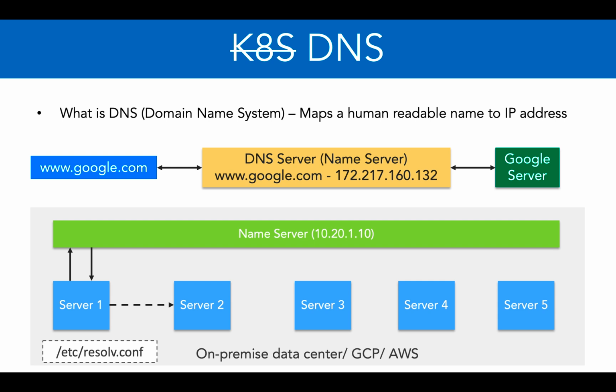Now, one more thing I forgot to mention is that this /etc/resolv.conf would be there on all the servers by default. It will be available, and the entries in resolv.conf would be the same for all the servers as well. It's not that server 1 would have a different entry than server 2, or server 3 would have a different entry than server 4 and 5. It will never be the case. So /etc/resolv.conf would always have the same entry, which would be the name server for these nodes.